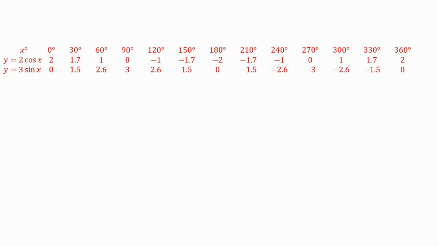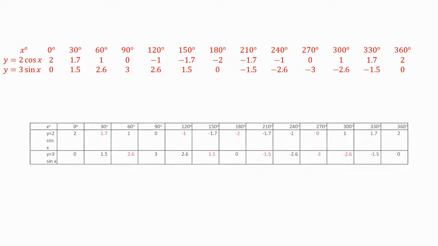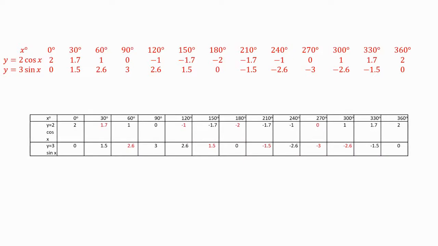3 sin 300 degrees is negative 2.6. And there we have the complete table, which will look something like this to make it look simpler. So there we have the filled up table.